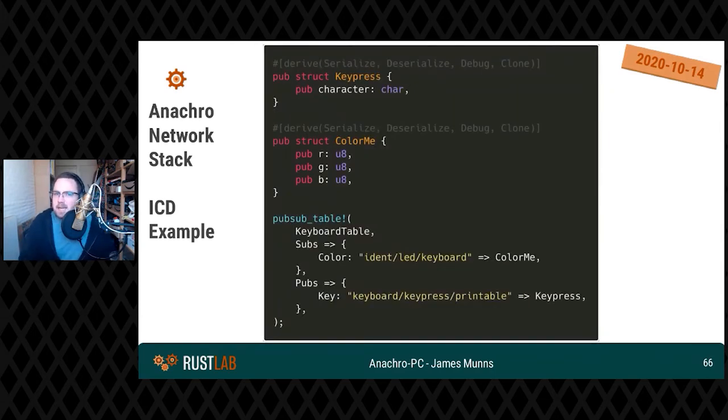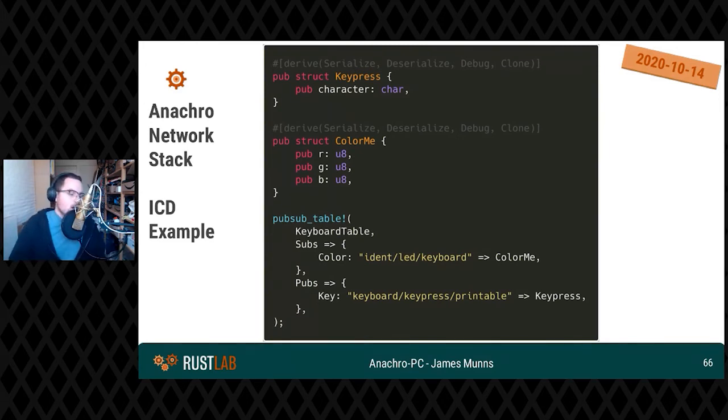This doesn't just apply to the lower level code in Anachro, though. It also applies to your application code in Anachro. So this is an example of the wire protocol that I used at the application layer for that demo you just saw. I had a key press structure, which just says, oh, you pressed a key, here's a character. Or when I wanted to draw a color, I could just send a red, green, and a blue value. And all I had to do was slap serialize and deserialize on it, and all of a sudden, it's a representation on the wire, and I don't have to think about it.